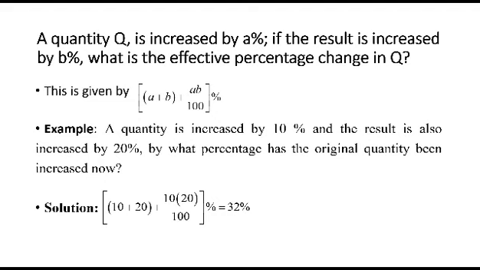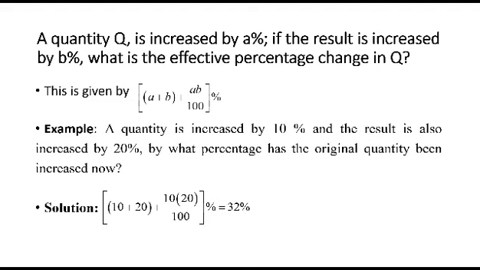Now, if a quantity Q is increased by A%, the result increased by B%, what is the effective percentage change in Q? This is given by A plus B plus a fraction with numerator AB, denominator 100, that's some percent.